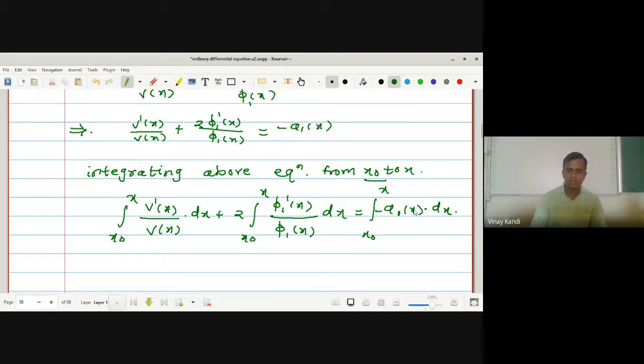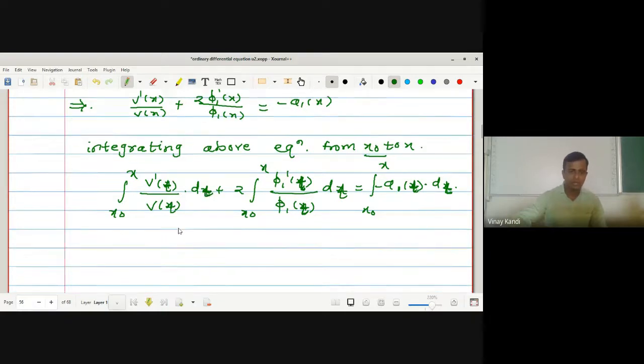Or we can take here t, dt. Okay, change the variable. Take t here and change the variable to v dash of t, because here we take integration x naught to x. At the end we get the function of x again. Okay, this is t.